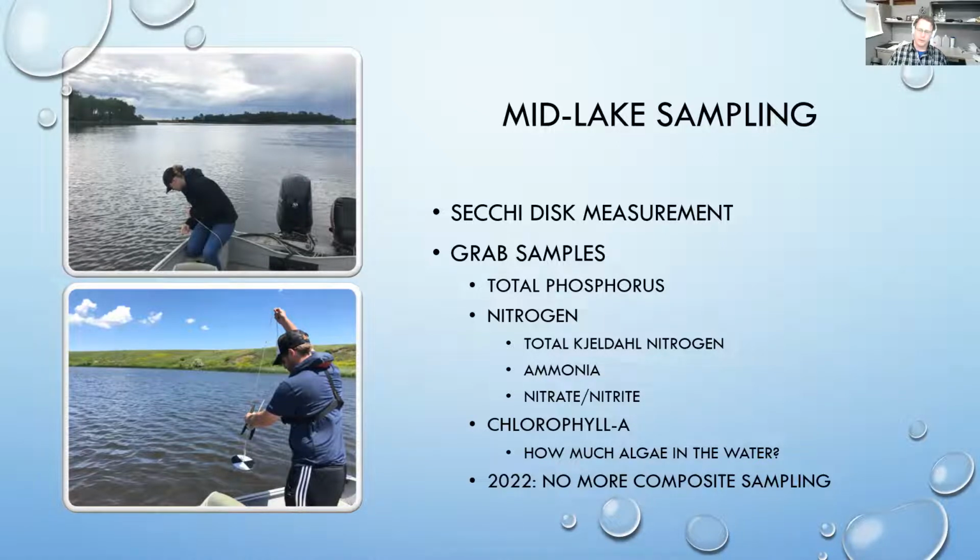Then the other bottle that we fill out in the middle of the lake is the chlorophyll A bottle. And algae has chlorophyll in it. So by determining how much chlorophyll is in the water, we can use that as an estimate of how much algae is in the water. So pairing up these different things, the nitrogen, phosphorus, and chlorophyll, gives us a really good look at how productive the lake is, like how well does it grow algae and other things.